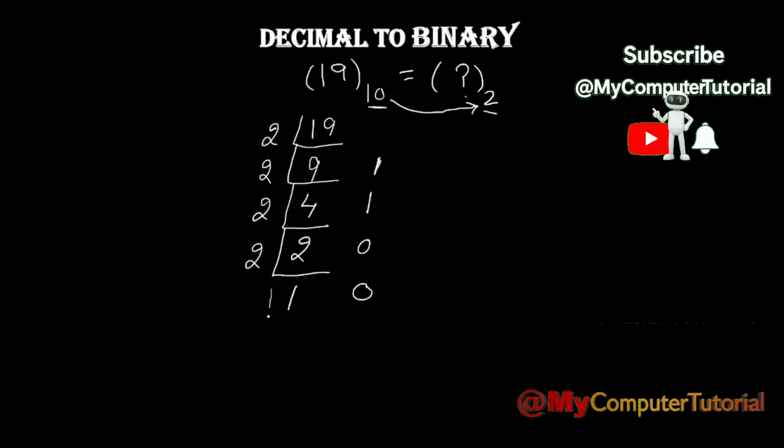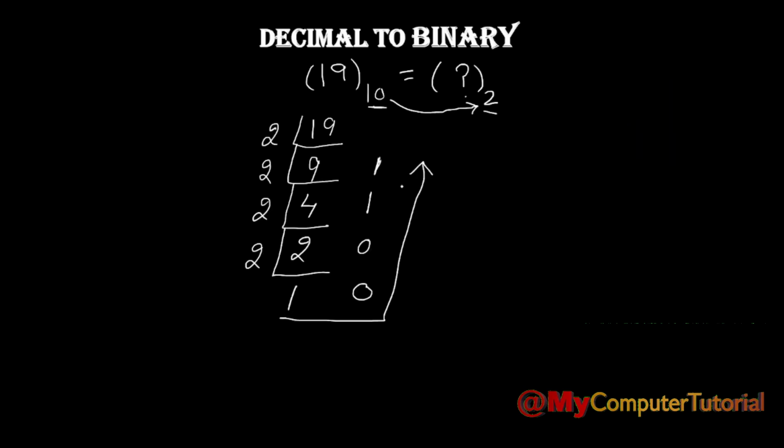So the number which we want to find is read in the backward direction, from bottom to top. So the number which we want to find is 1 0 0 1 1. This is in base 2, and it is converted from 19 which is in base 10.